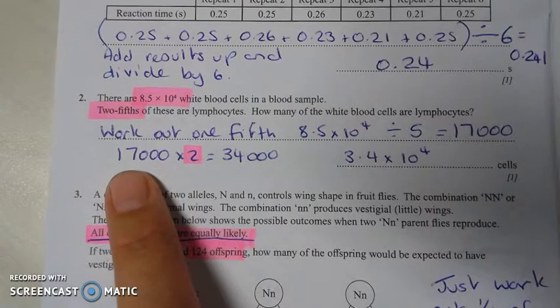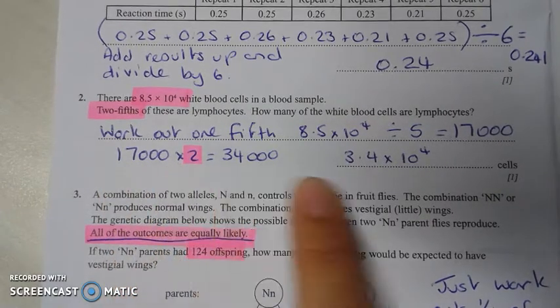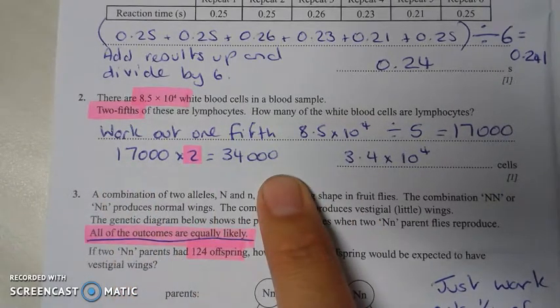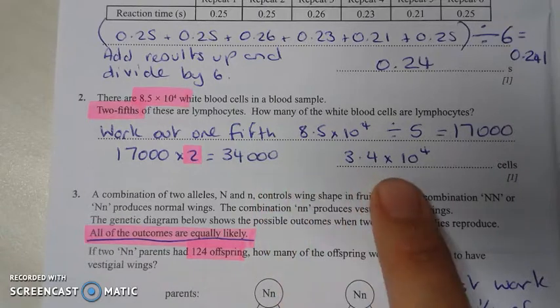I want 2/5. So that times 2 is 34,000. But I'm going to give my answer in standard form as well. It's 3.4 times 10 to the power of 4.